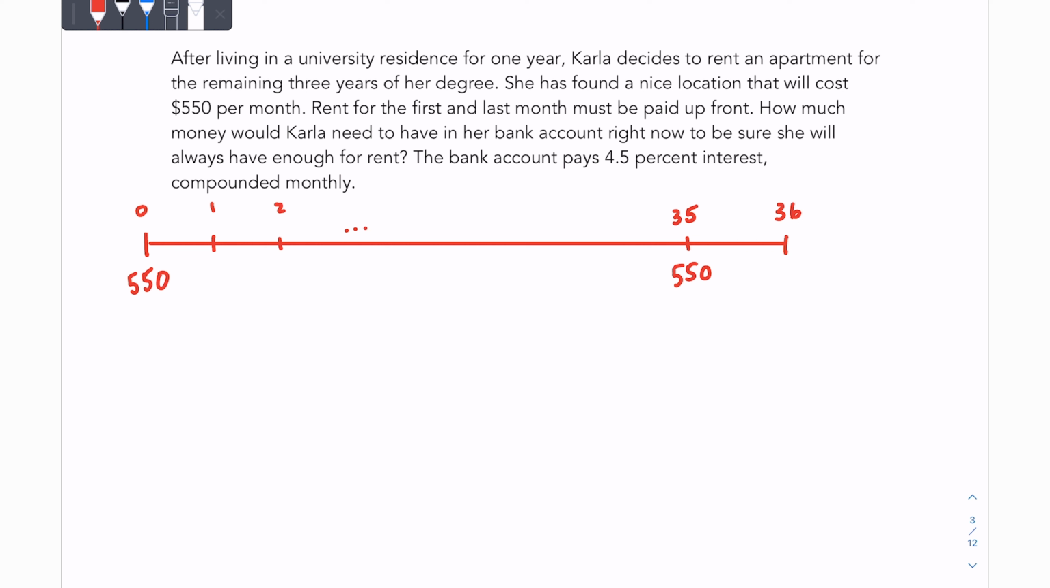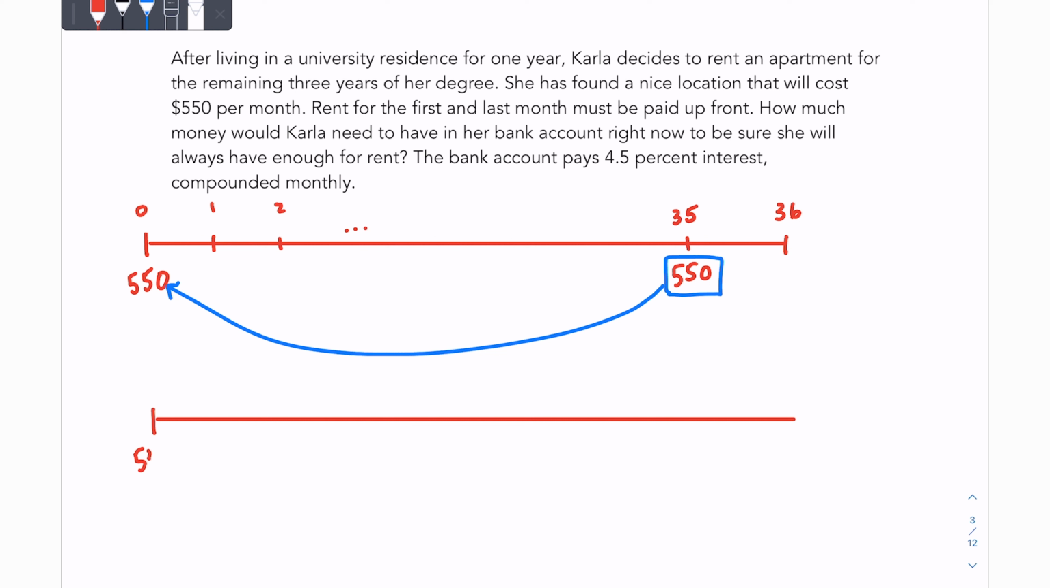Like if she didn't have to pay the first and last month's rent at the beginning, and she just had to pay the beginning of each month. But because they said the last month's rent has to be paid at the beginning, this amount would get moved to the start. So the timeline would actually look something like this.